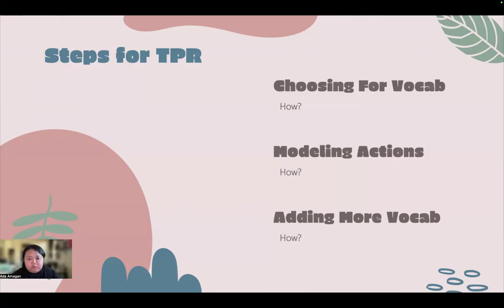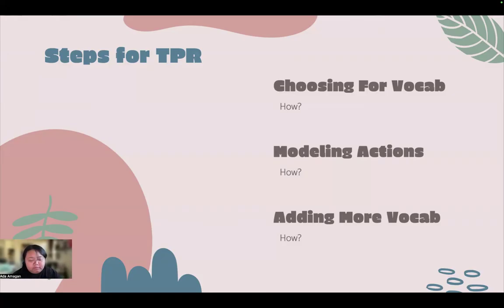your TPR journey. When you're choosing the vocab, you want to set a select few vocabulary words or phrases that you want students to learn. These should be action-based words, or nouns, that can be easily demonstrated through movement, like jumping, running, clapping, sitting, or touching your head. And when you model these actions, you begin by modeling the vocabulary yourself.